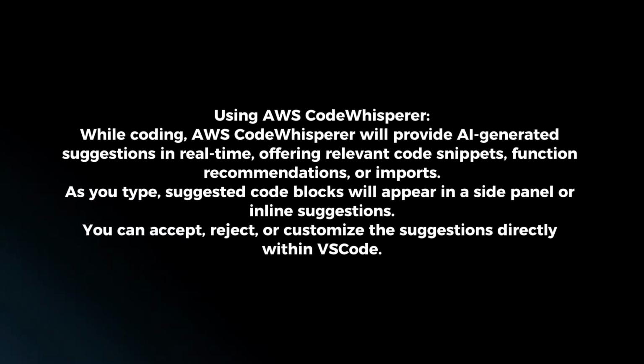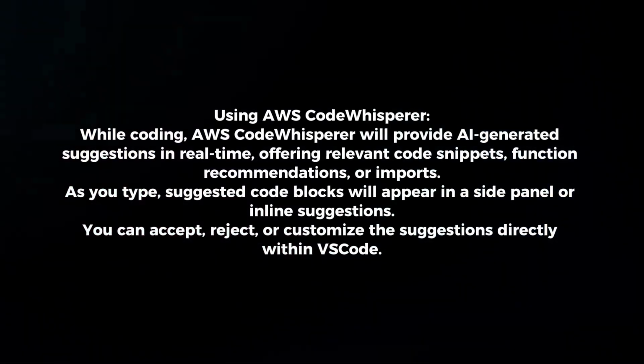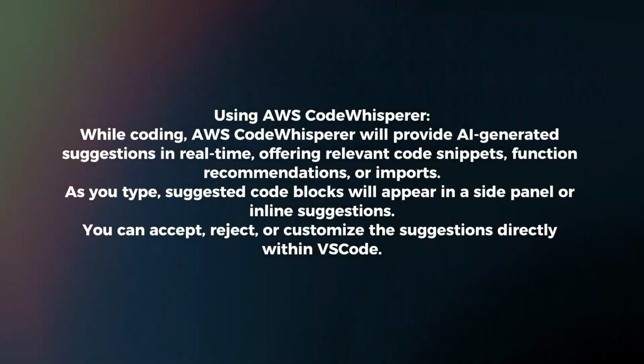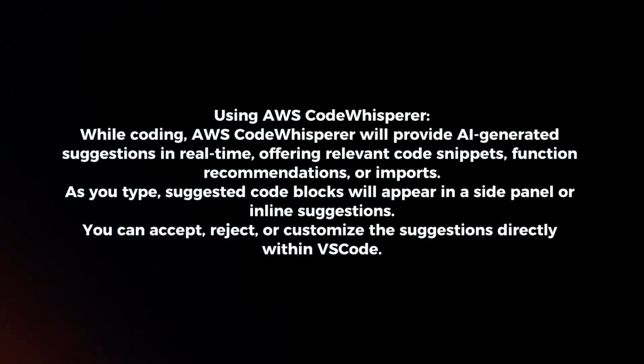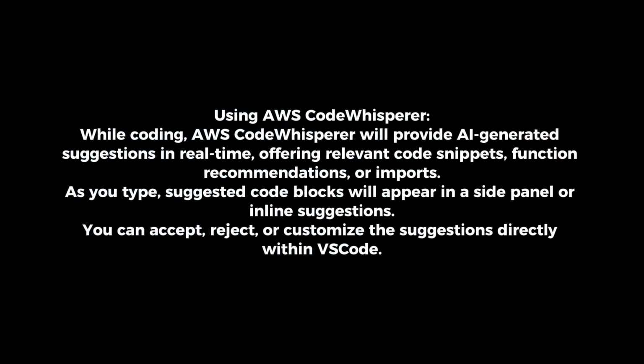Using AWS CodeWhisperer. While coding, AWS CodeWhisperer will provide AI-generated suggestions in real time, offering relevant code snippets, function recommendations, or imports. As you type, suggested code blocks will appear in the side panel or as inline suggestions. You can accept, reject, or customize the suggestions directly within VS Code.